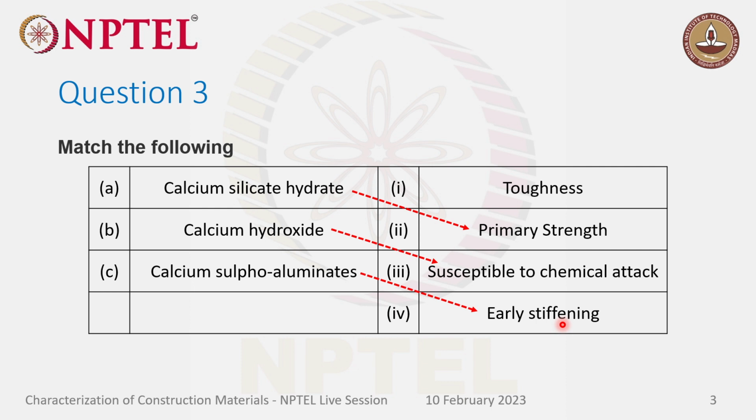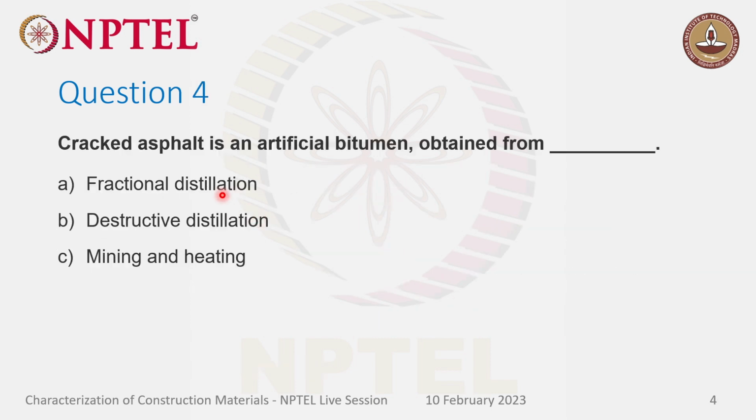Now let me move to question number 4. Question number 4 is cracked asphalt. We know that we have different types of bitumen here: natural bitumen and artificial bitumen, and cracked asphalt is an artificial bitumen obtained from a particular process. Which of the following processes? Either fractional distillation, destructive distillation, or mining and heating. Let me start the timer for a minute. After a minute, we'll see the solution.